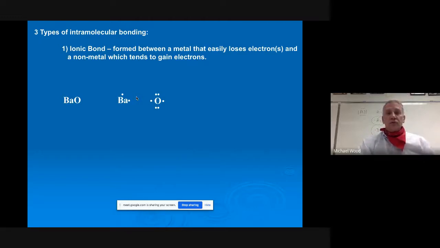So there's barium. If I did the dot structure for barium and oxygen, the way that we learned it in first year chem, the elements wanted to get all those single dots paired up. So watch this cool little thing I got here, and it shows what happens. And when it's an ionic bond, then we have a positive and a negative shown, forming ions.